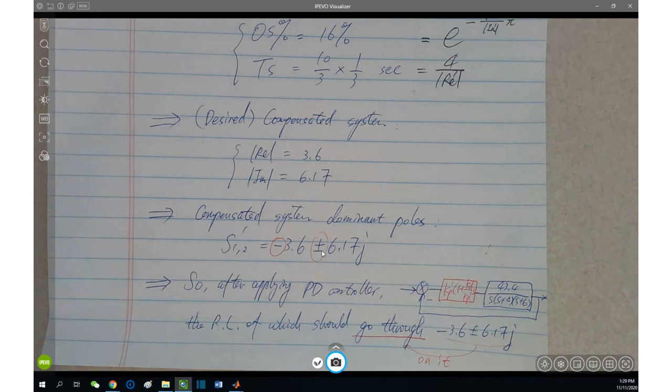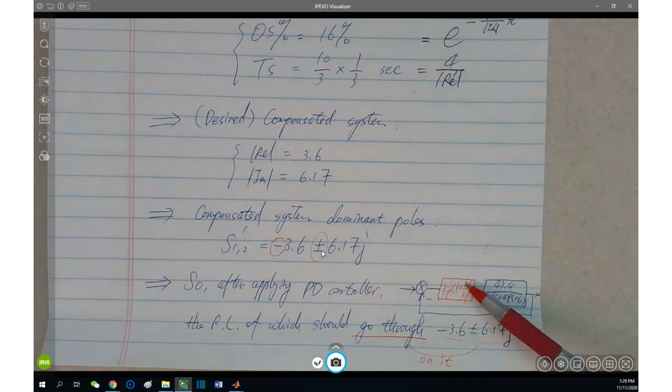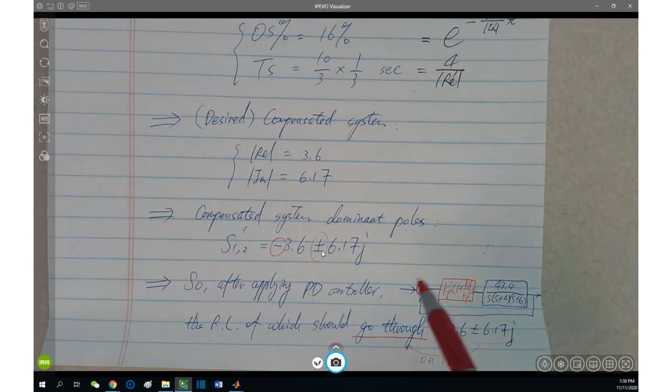The new locus of this new system should go through this point. This sounds like the example in module 6, right? Where we were given a point, an s point, and judged whether this point is on the given system locus. Remember that example? Now we find this point and try to make the locus go through it. Who remembers how we judged whether the given point is on the root locus or not?